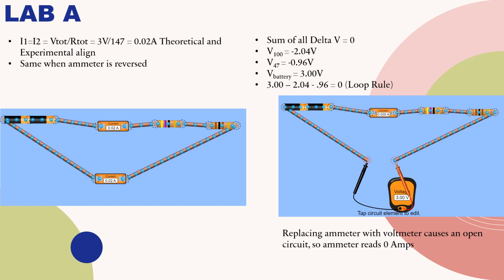When going around the loop, the sum of all delta V's should be 0. After the 100 ohm resistor, it's negative 2.04 volts. After the 47 ohm resistor, it's negative 0.96 volts, and our delta V from the batteries is 3 volts. When you add these together, you get 0, which satisfies our rule. If we replace the ammeter with a voltmeter, that causes an open circuit, which is why our ammeter reads 0 amps of current, as the current is not flowing.